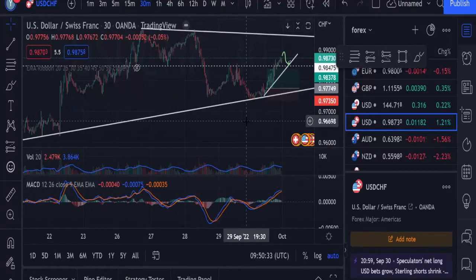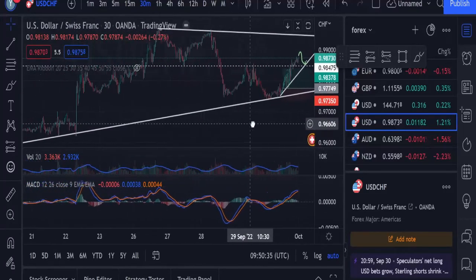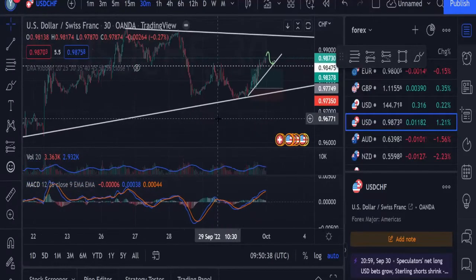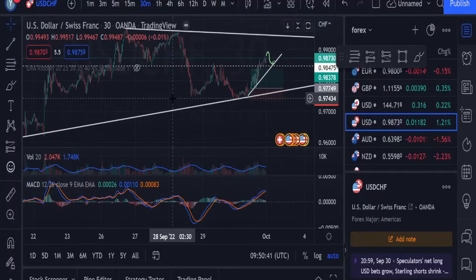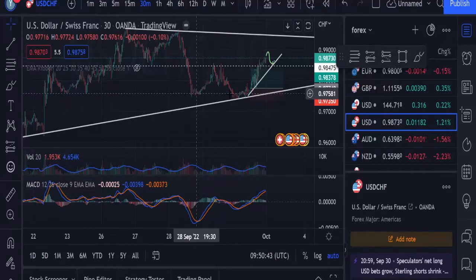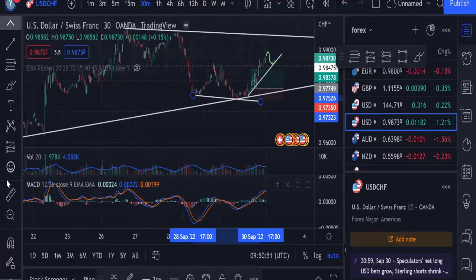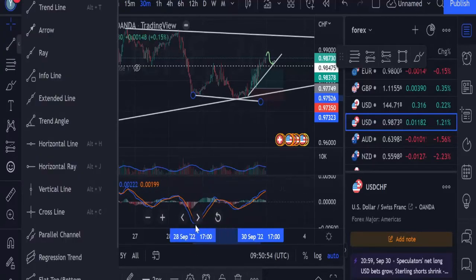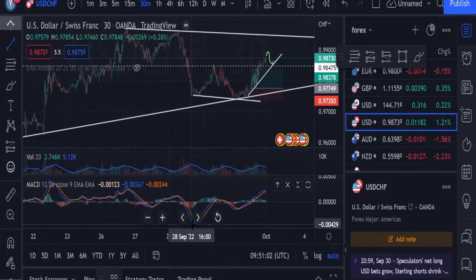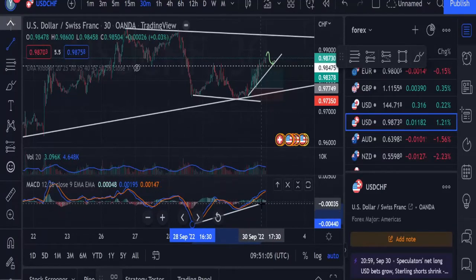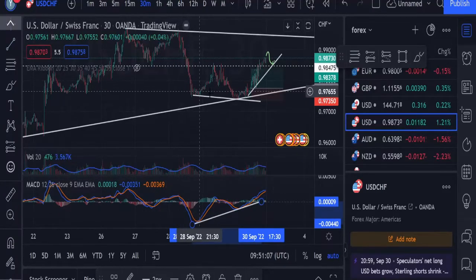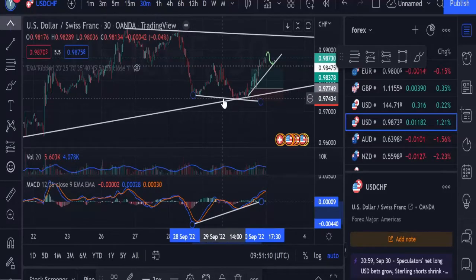What else am I seeing here? The MACD. Nothing much really. There's a kind of divergence here for those who like to trade divergence. There's a divergence, right? On the price action, we have a lower low, and on the MACD, we have a clean higher low. So there are more than two reasons for you to enter into this market.